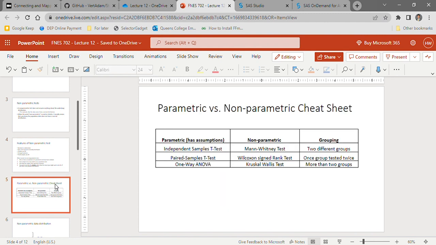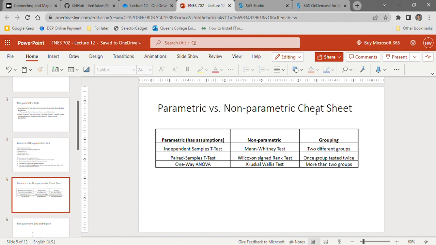Now, this is going to be a very, very handy sheet for you, just moving on into the future. We have in the very first column here our parametric tests. You know about these now, right? You know when to use an independent sample t-test. You know when to use a paired t-test. You know when to use the one-way ANOVA.